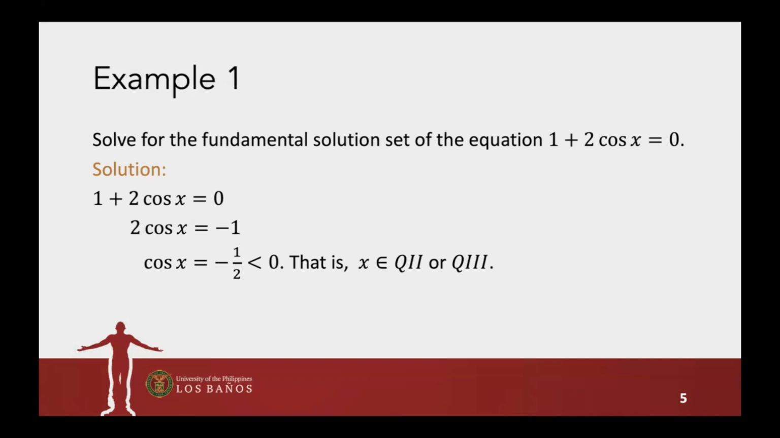We know that -1/2 is less than 0. So that means that our angle x, since cosine is negative, must be in the second quadrant or in the third quadrant. How is that so? Because remember, cosine is negative in the second or in the third quadrant. All right?